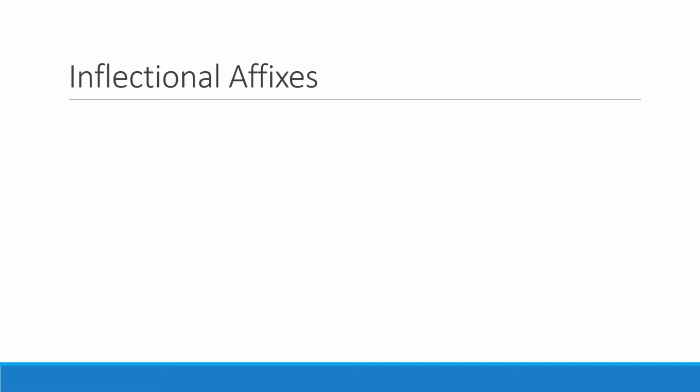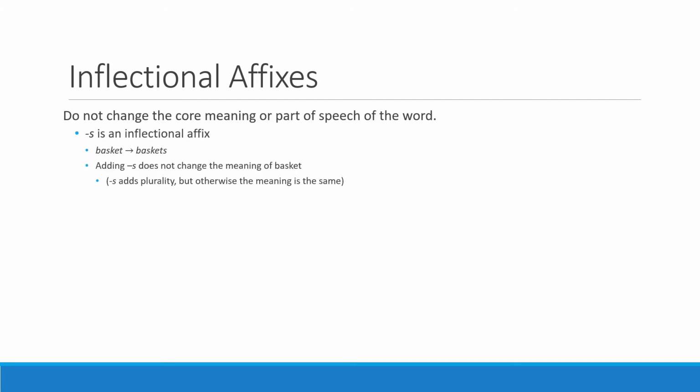So besides the three different types of affixes, the suffix, prefix, and infix, there's two different categories of affixes, inflectional and derivational. So inflectional affixes don't change the core meaning or the part of speech of the word. So S is an inflectional affix. Basket turns to baskets. It's still just a basket, but there's more than one of them. So adding S does not change the meaning of basket. S adds plurality, but otherwise the meaning's the same.